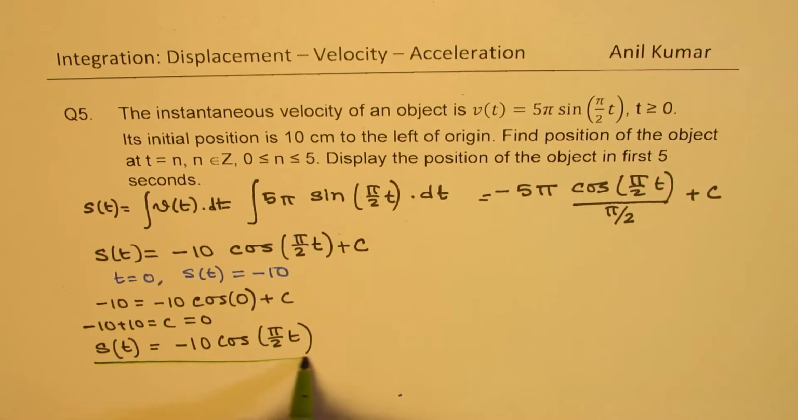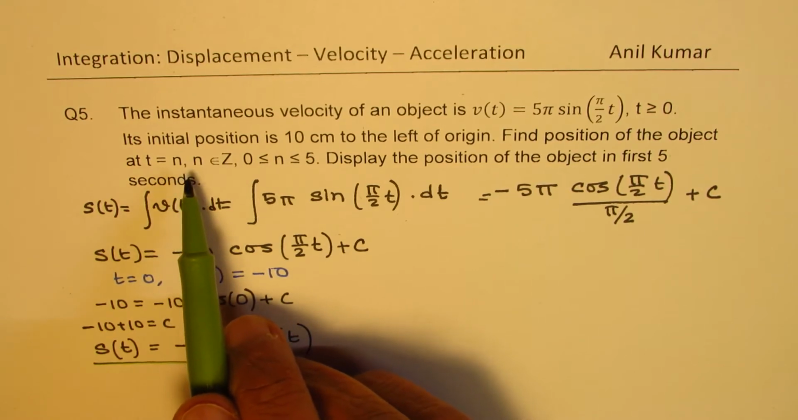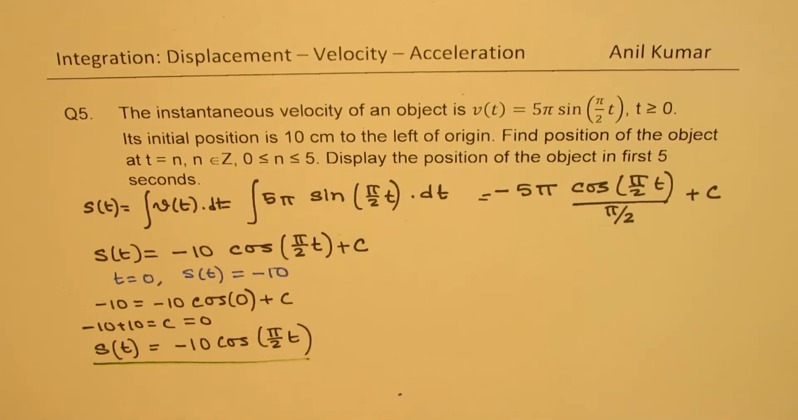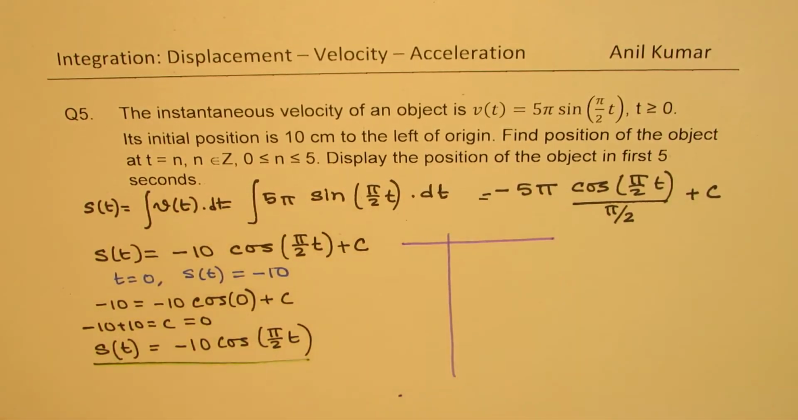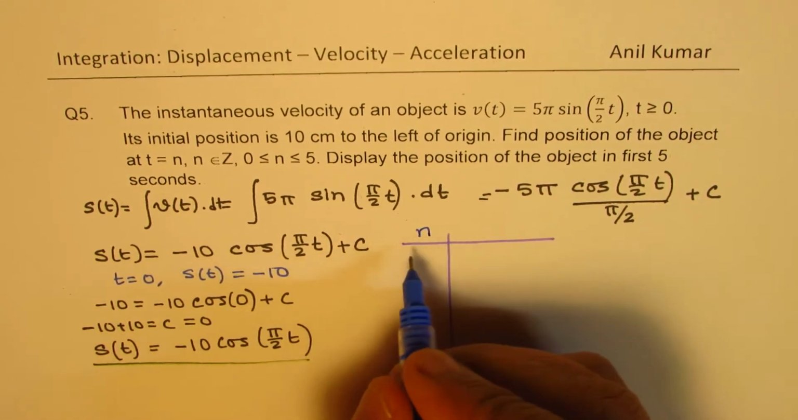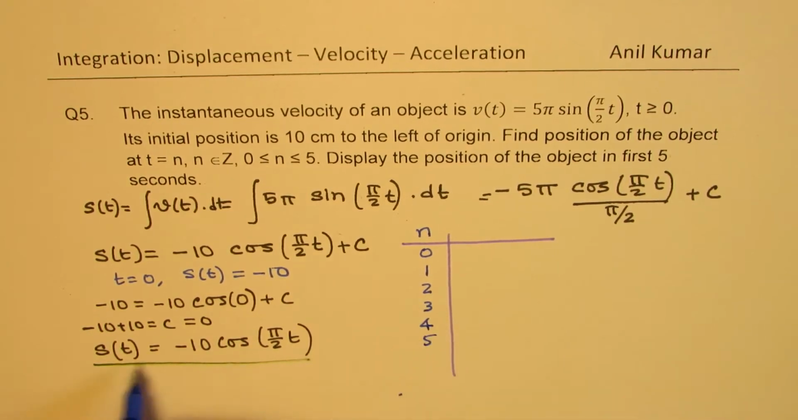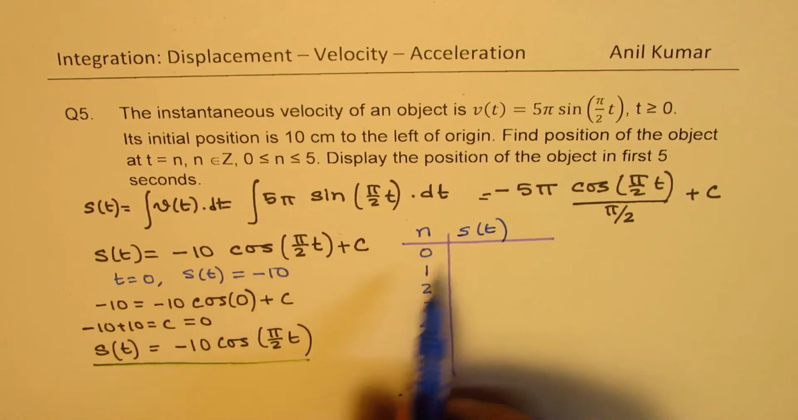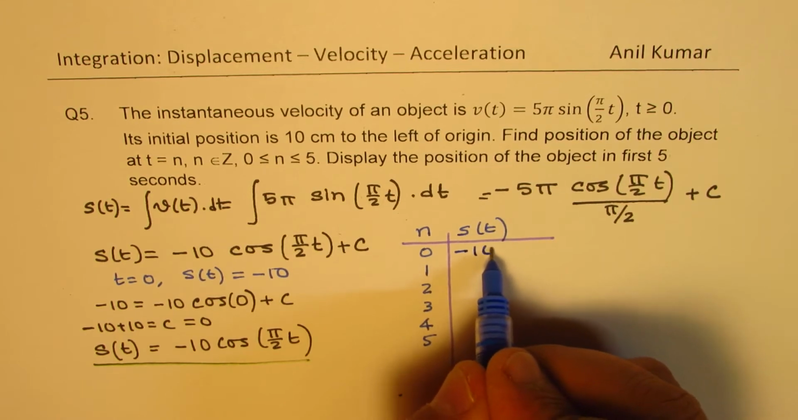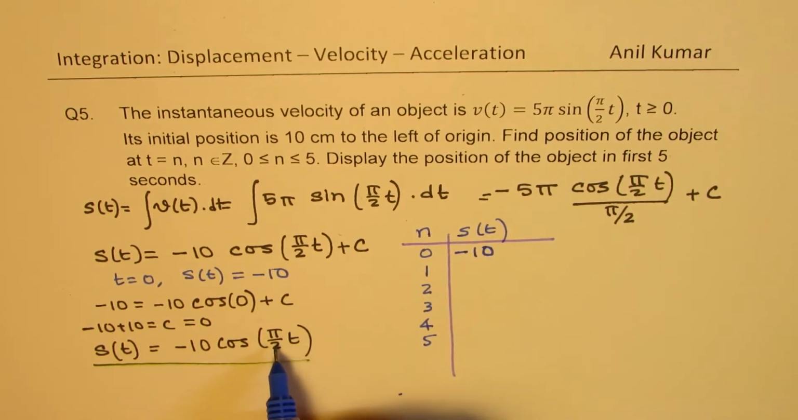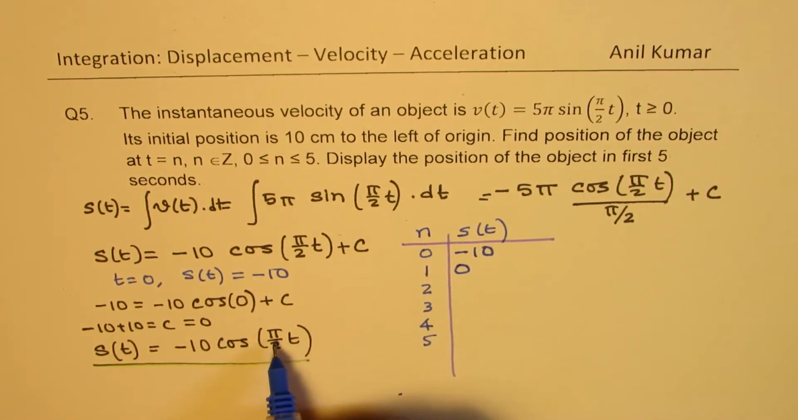Now let us find the values which are required. Find the position of the object at t equals n, where n is from 0 to 5. So it's better to make a table and then we can write down the values. So for different values of n, which are 0, 1, 2, 3, 4, and 5, let's calculate this value, which is s of t. If I write 0 here, cos of 0 is 1, so we get minus 10. If I write 1, cos of pi by 2 is 0, so we get 0. If I write 2 here, we get cos of pi.